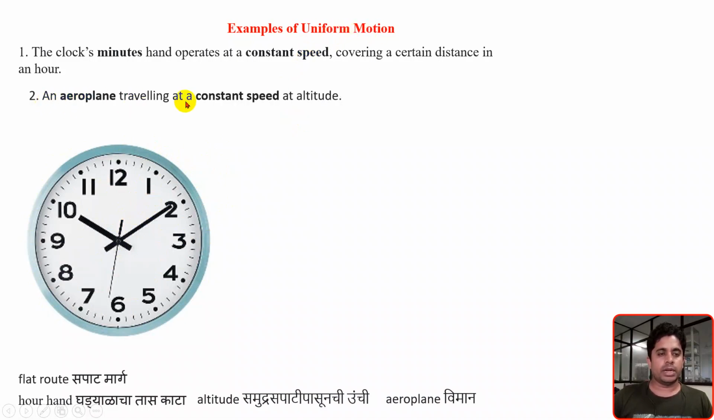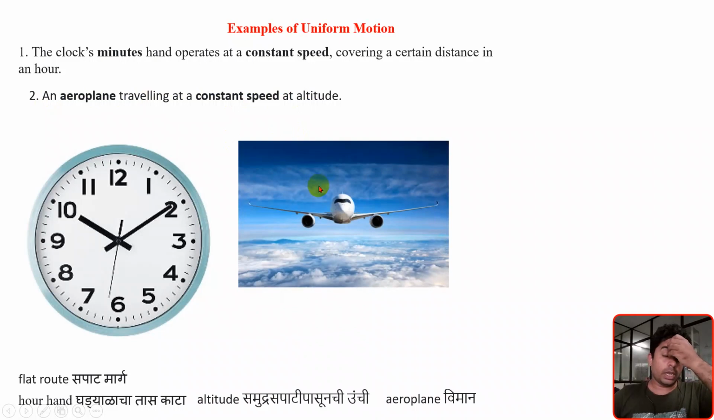Second is an aeroplane traveling at a constant speed at a certain altitude. As we know, consider three cases: aeroplane takeoff, aeroplane landing, and when the aeroplane is at a certain height from the ground level or from the sea surface. For takeoff or landing, we have to increase or decrease the speed.